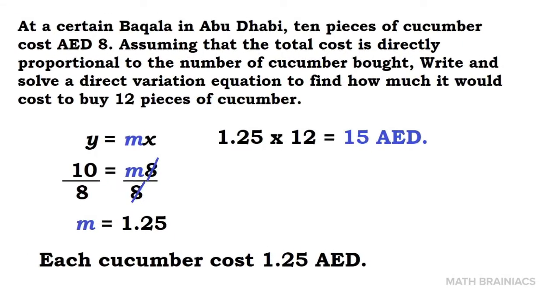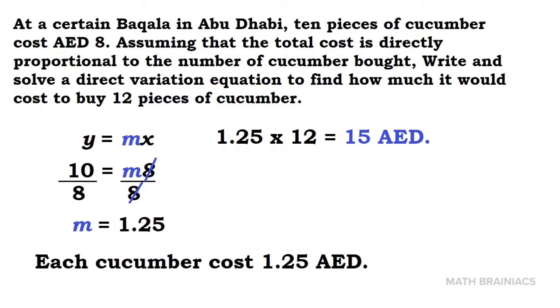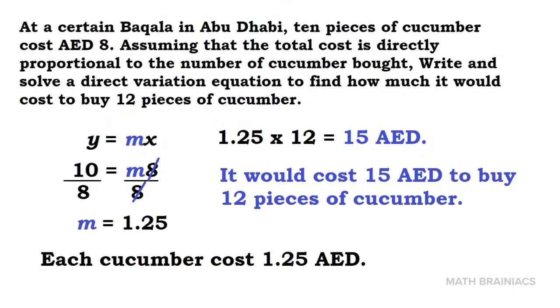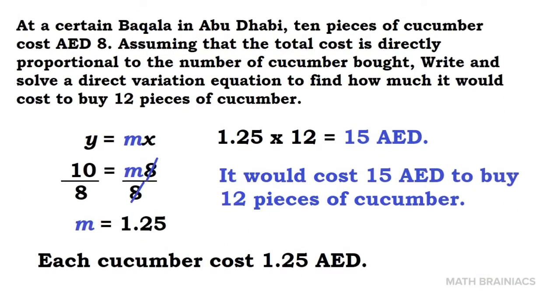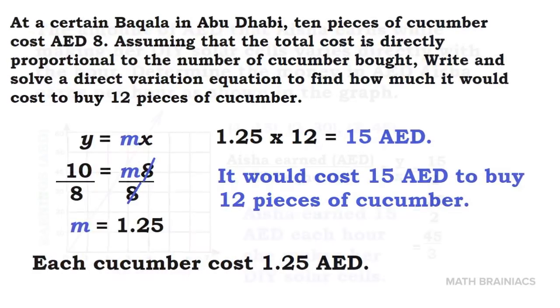Since we need to find the cost of 12 pieces of cucumber, we're going to multiply 1.25 by 12, which will give us 15. Accordingly, it would cost 15 dirhams to buy 12 pieces of cucumber.